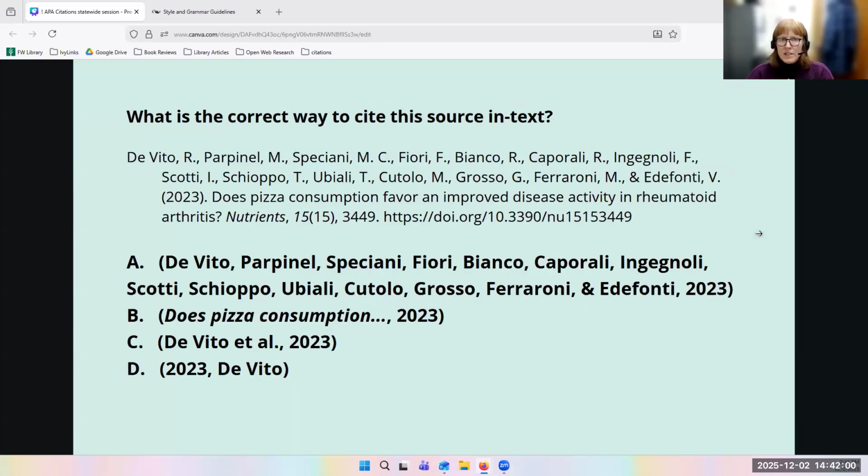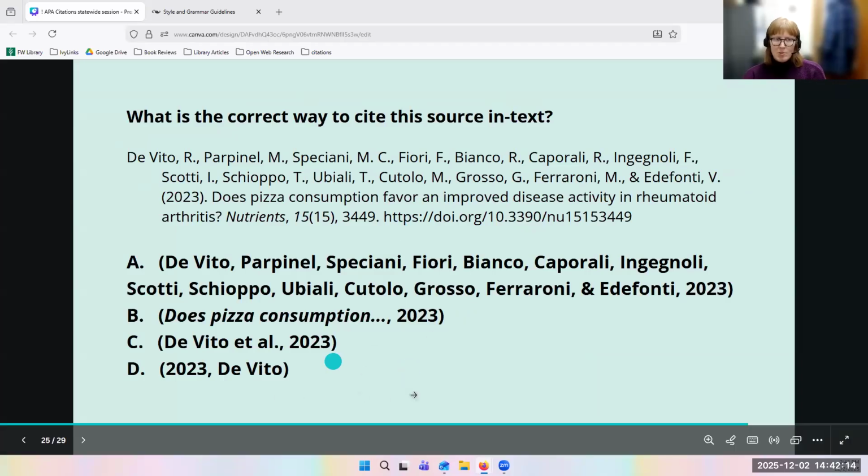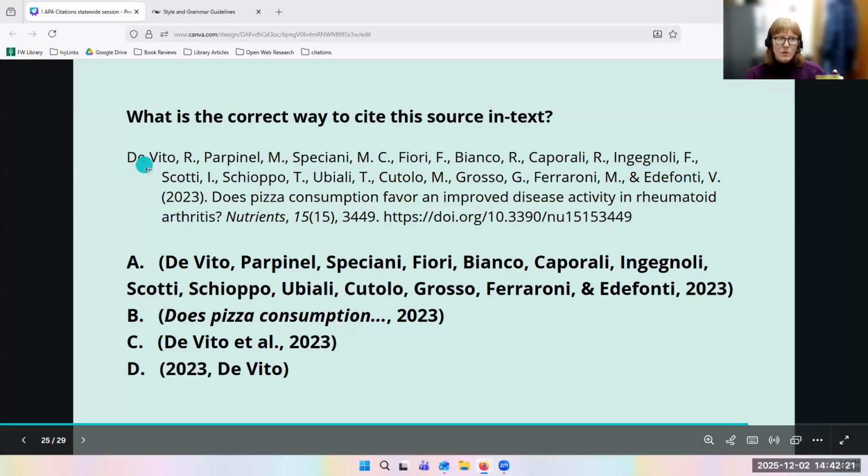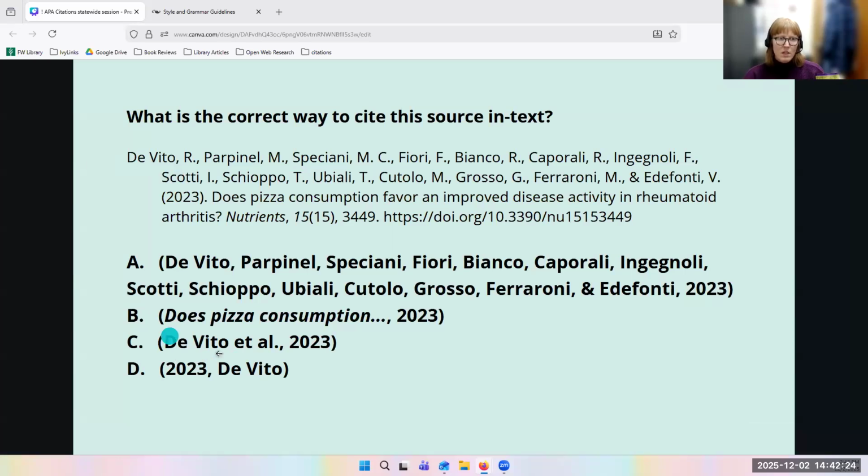What is the correct way to cite this source in the text? This is a source with more than seven authors. How would we cite that in an in-text citation? Yes, it's C, with et al. DeVito is the first one listed, so he or she gets the first opportunity to be in the in-text citation, and then et al., and then the year. Good job, guys.